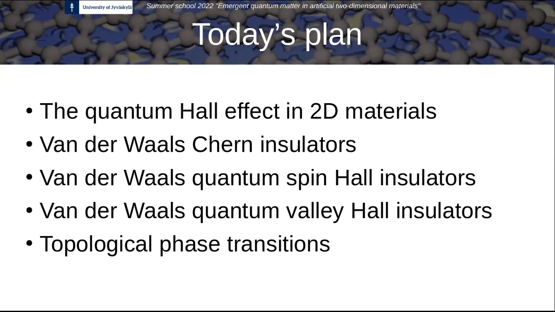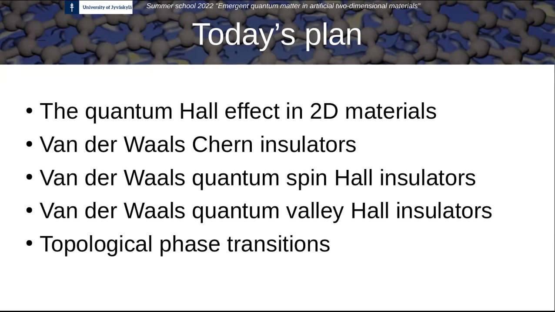So in particular, we are going to first study the simplest topological state of matter, which is the quantum Hall state in two-dimensional materials, which is a topological state that appears when you apply a very large magnetic field. Then afterwards, we are going to discuss a little bit about Chern insulators, and in particular, how we can get quantum Hall effect in the absence of a magnetic field, in particular in twisted graphene bilayers.